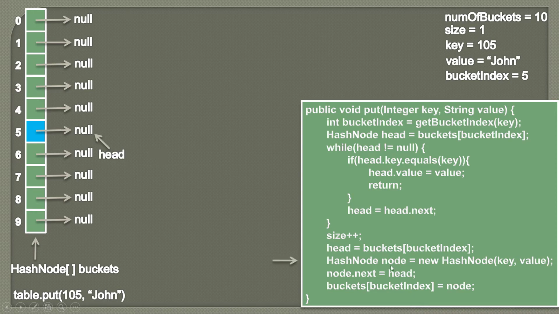And now as we want to insert the node, first we create the hash node with the key value pair which we want to insert. So it would look something like this. Key is 105, value is John, and its next is pointing to null, and it is being referred to by node.